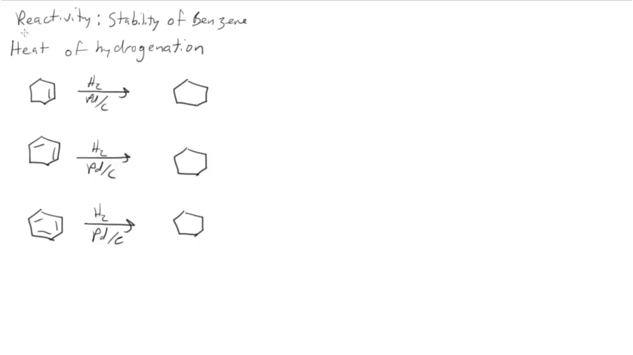So if we want to look at the stability of benzene, we can compare it to cyclohexene, cyclohexadiene, and then benzene or cyclohexatriene. To do that, we can hydrogenate cyclohexene with H2 and palladium on carbon to make cyclohexane. We can hydrogenate cyclohexadiene with H2 and palladium on carbon to also make cyclohexane. And then we can hydrogenate benzene with H2 and palladium on carbon to also make cyclohexane. Now, since we're making the same product every time, we can directly compare the energies, because the energy of the product will always be the same.